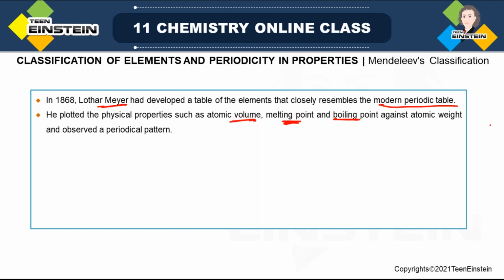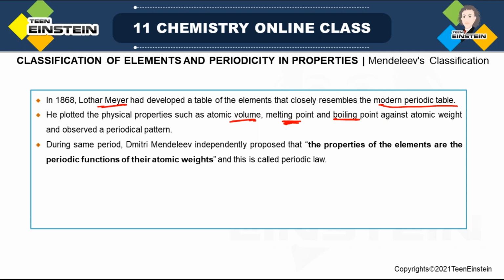Now during the same period, Mendeleev independently proposed that properties of the elements are periodic functions of their atomic weights. And that is called the periodic law. So it is a periodic function of atomic weight. With increase in atomic weight, the properties will change. Then a point will be reached, after that we will see some similarity in the properties.